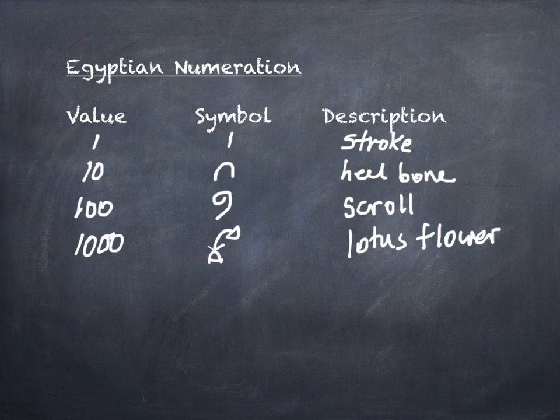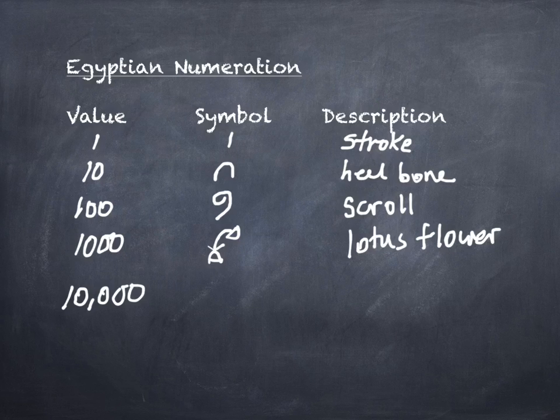One of these days when I teach this lesson, I'm going to bring my daughter with me to class because she's a much better artist than I am. This is a lotus flower. All right, what's my next value? 10,000. Yep.